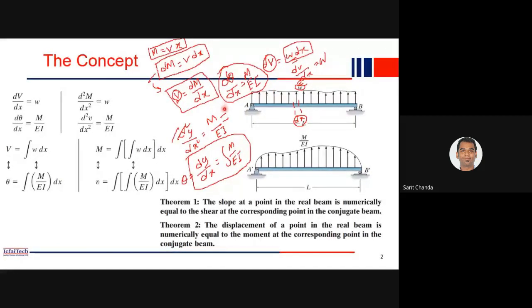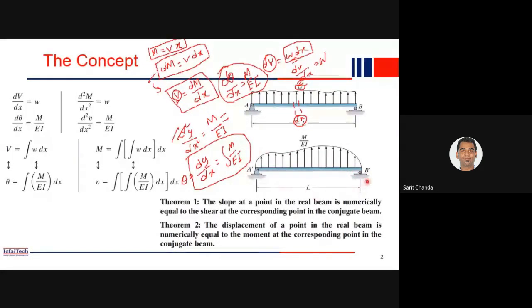So using this method, what are the steps we have to follow? First, the original beam will be given. We have to convert the original beam into a conjugate beam. Basically, we have to draw the M by EI diagram of the original beam. Whatever M by EI diagram you get will be the loading in the conjugate beam, and you have to replace the supports also. In the next slide we'll see how you can replace the supports.